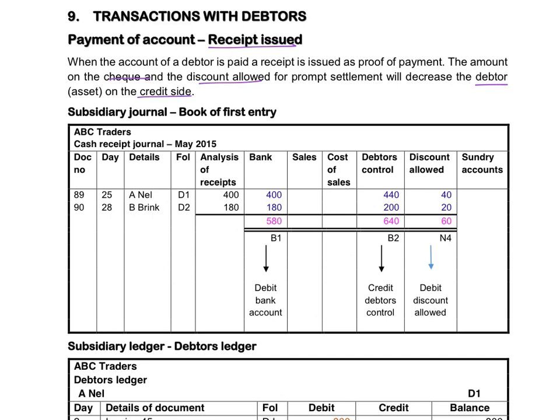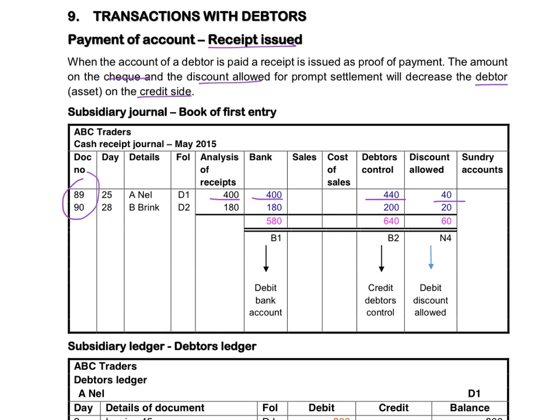In the subsidiary journal, the document number is the number that appears on the receipt. We received from Nell 400 Rand. At the end of the day, we put the 400 Rand in the bank. We allowed 40 Rand discount to him because he paid in time. So therefore, we have to reduce his account with 440 Rand, the amount that we received and the discount.